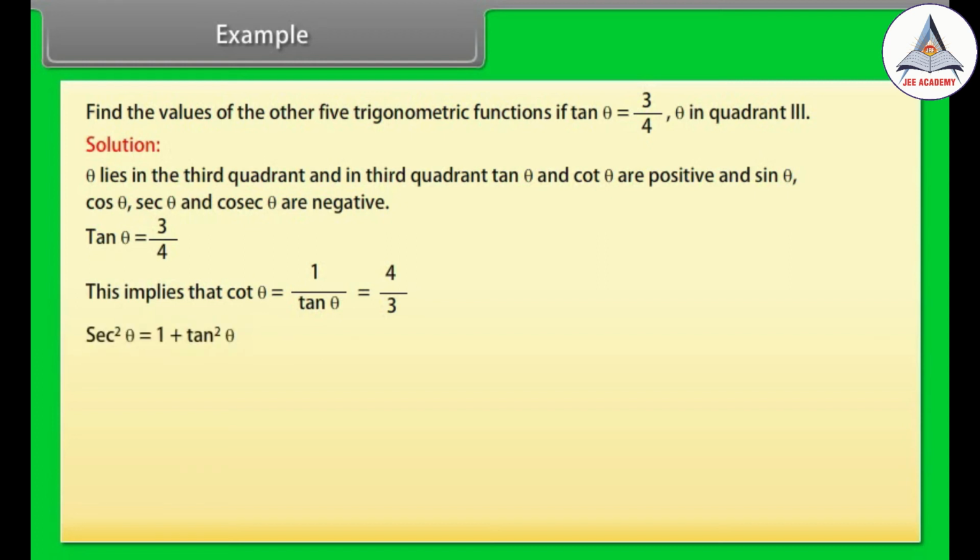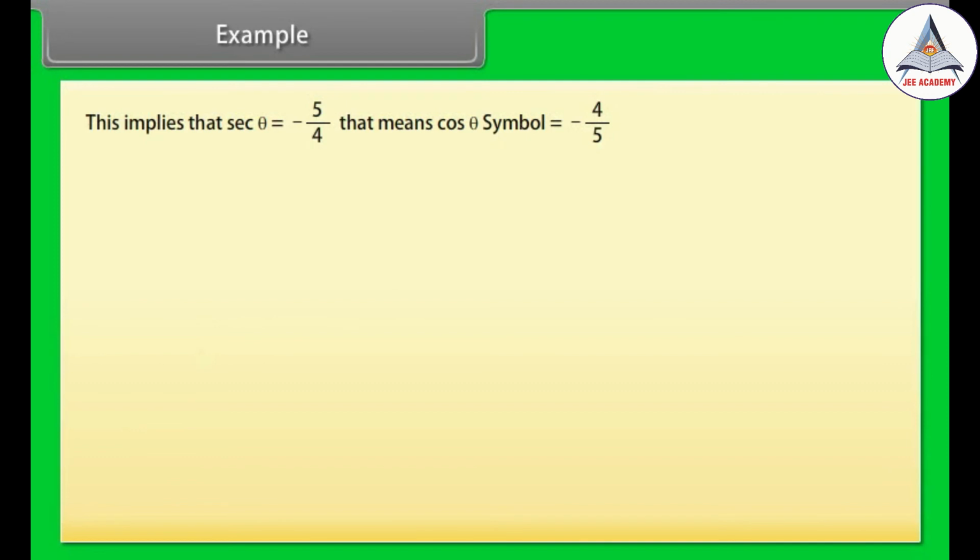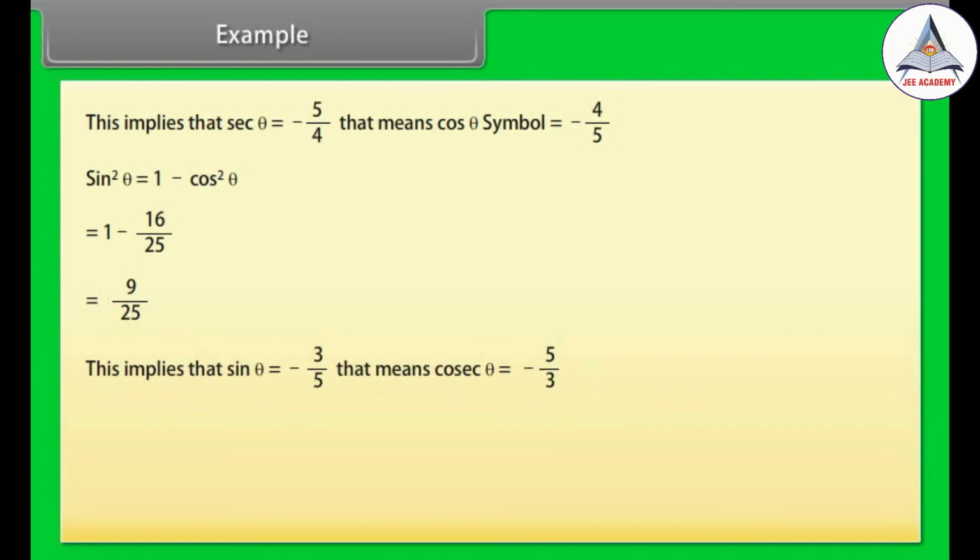Sec² θ = 1 + tan² θ = 1 + (3/4)² = 1 + 9/16 = 25/16. This implies that sec θ = −5/4. That means cos θ = −4/5. Sin² θ = 1 − cos² θ = 1 − 16/25 = 9/25. This implies that sin θ = −3/5. That means cosec θ = −5/3.